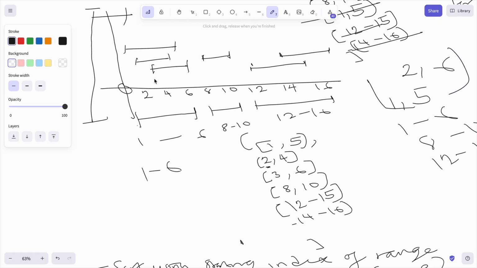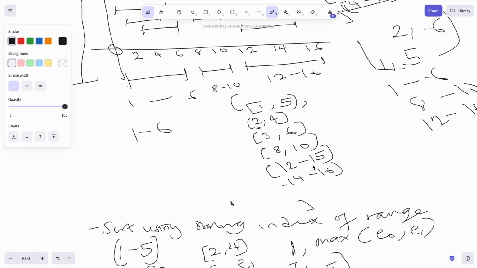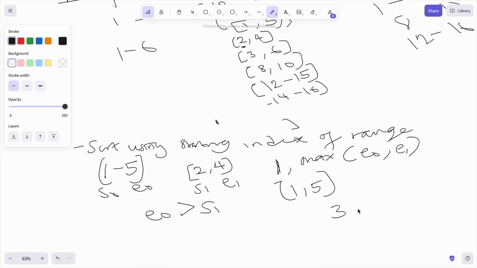Then we go on to the next element, which is 3, 6. Can we do the same thing? Can we merge 3, 6 into 1, 5? Yes, we can. Remember, E0, the ending index, is it greater than the starting index of the next one? It is. So we can merge. So now we merge. Remember, merge.